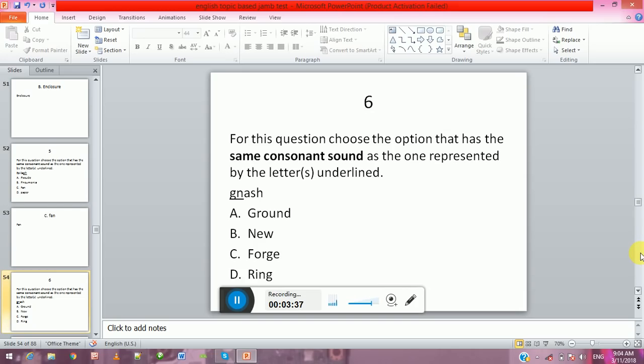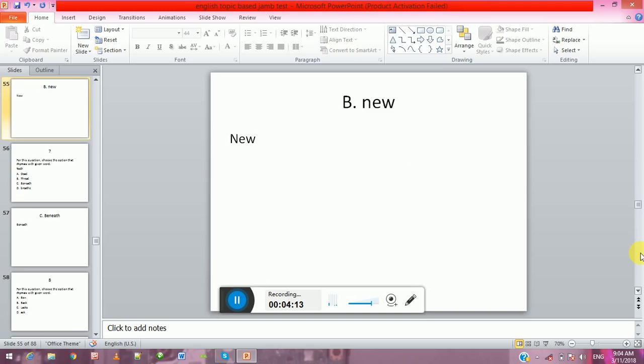For this question, choose the option that has the same consonant sound as the one represented by the letters underlined. The word is gnash. The G is silent in gnash, so it's actually like N-A-S-H. So the options are ground for A, B, new, C, forge, D, ring. You can see that the one with similar consonants is new, because the N in new is the same as that of GN as in gnash. So the answer is B, new.